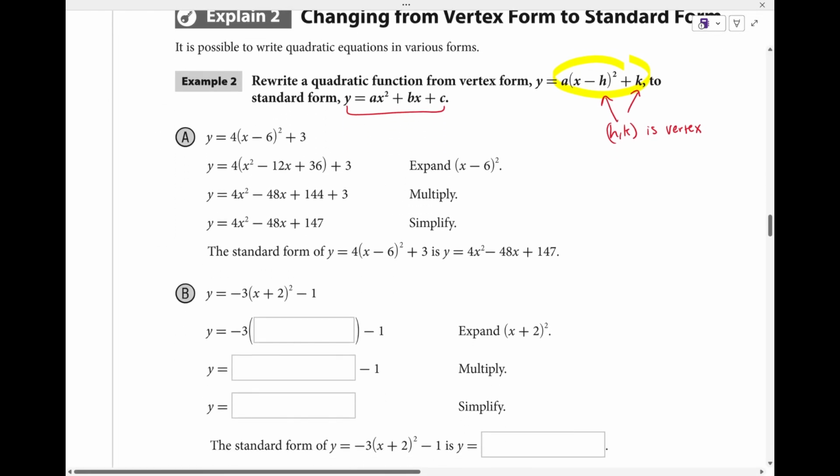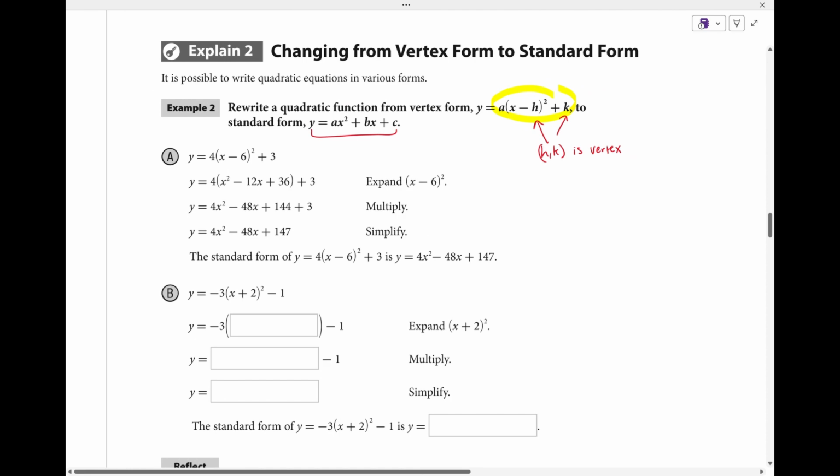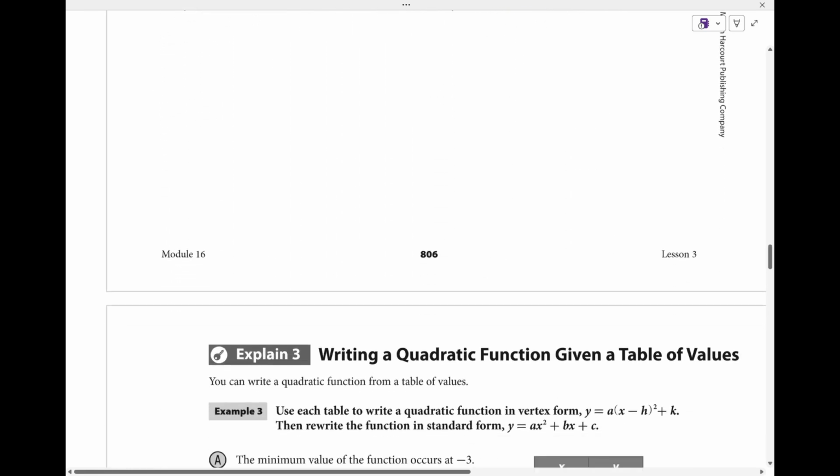So again, it tells you all the instructions here. Expand the squared term, then distribute or multiply that other term into your terms inside of the parentheses, then simplify the constant with whatever term is there, and then you'll get your answer. So make sure to do that. That's very good practice that you need to do. Numbers 9 and 10 are good to do as well.